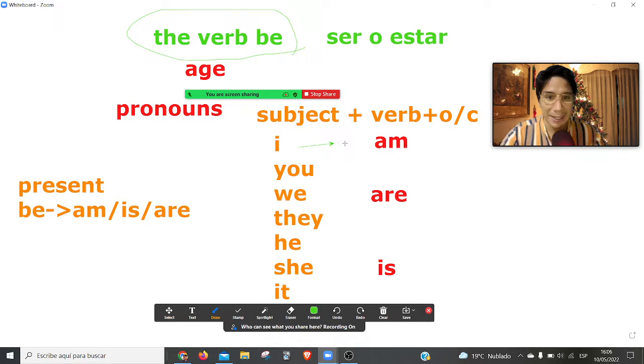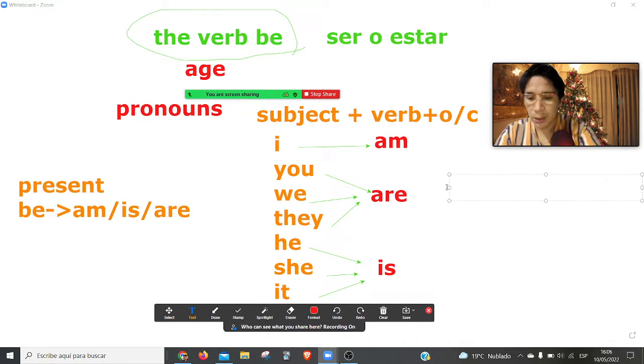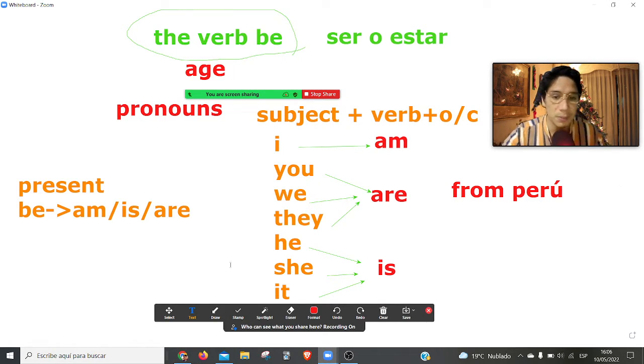So, we say I am, you are, we are, they are, he is, she is, it is. Then we have the complement. For example, from Peru. De Perú es mi complemento. This is my complement. So, if I want to say, yo soy de Perú, diría, I am from Peru. Tú eres de Perú. You are from Peru. We are from Peru. Nosotros somos de Perú. He is from Peru. Él es de Perú.